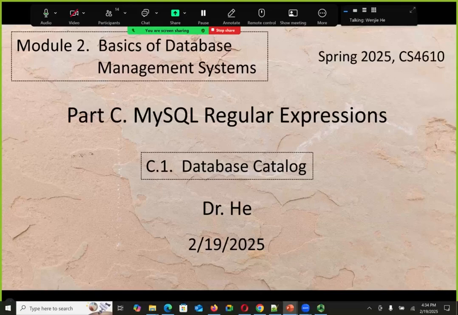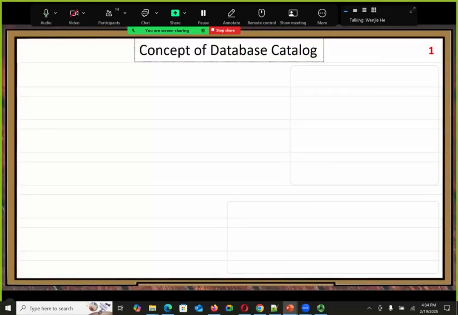Some concepts. I'll just quickly go through this slide. Then we look at the regular expressions. The concept of database catalog: I mentioned that before, when we talked about metadata. At that time there is also a name we call a dictionary. It's also called a dictionary. Now let's look at this concept a little more.